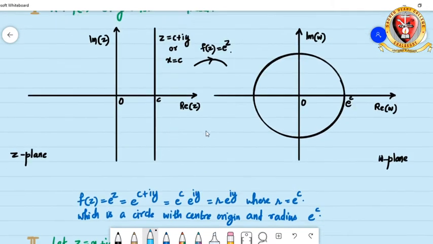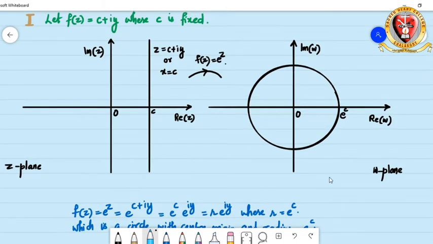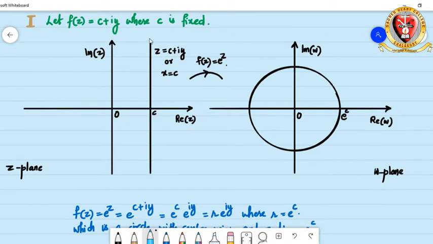And when we are trying to work out f of z is equal to e raised to z, here we know z is equal to c plus iy. That is equal to e raised to c into e raised to iy. Let e raised to c be r. So that is equal to r into e raised to iy, which is nothing but a circle with center at the origin, and the radius will be e raised to c. So this domain set will have the image set to be a circle with radius e raised to c and center at the origin, in the W plane.